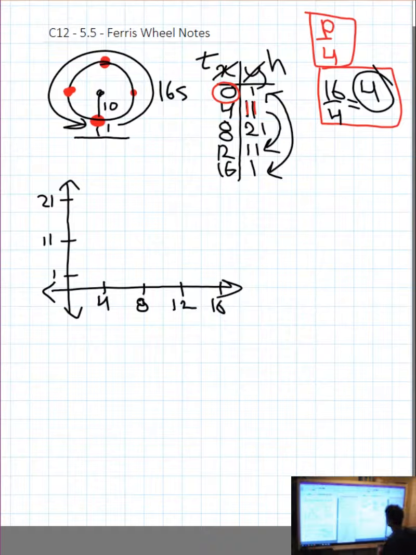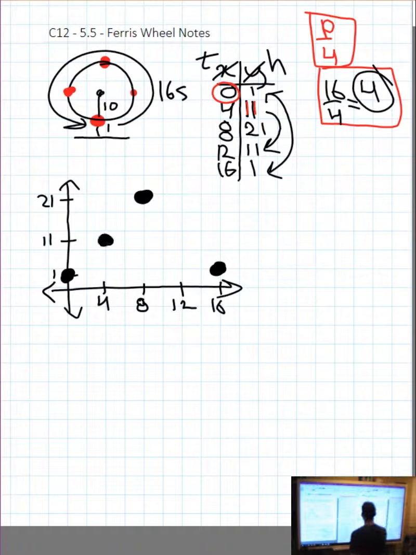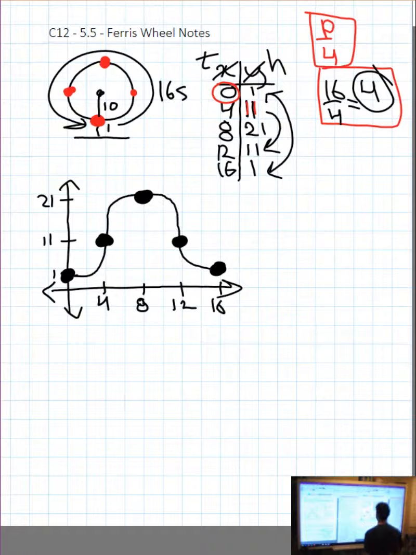Now, I can draw those points from the table of values. So the first point is going to be 0, 1 on the y-axis. The second point I'm going to do at the end is going to be 16, 1. And halfway in between it's going to be 8, 21, at the top there. And then halfway in between on the center line it's going to be 4, 11. And halfway in between on the center line it's going to be 12, 11. And then I'm going to draw the graph flat, steep, flat, steep, flat.